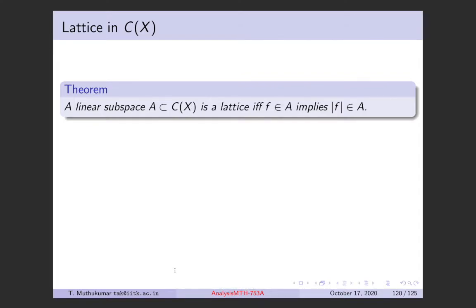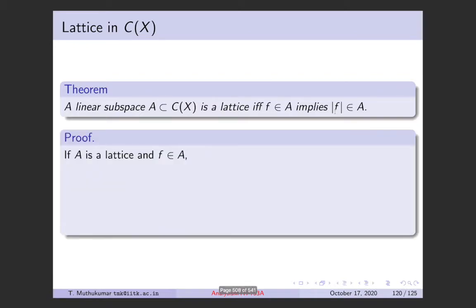So this lattice set also has this property. You can verify the lattice property of a subspace. Any subspace A in C(X) is a lattice if and only if, so it's a necessary and sufficient condition, whenever f belongs to A, the mod of f also belongs to A, right? So it's a very simple proof. You can even do it as an exercise. It's a very simple exercise.